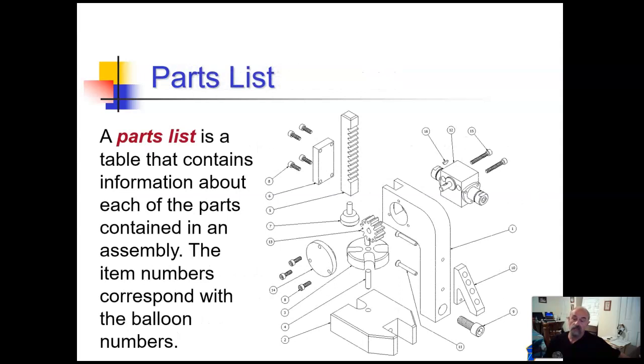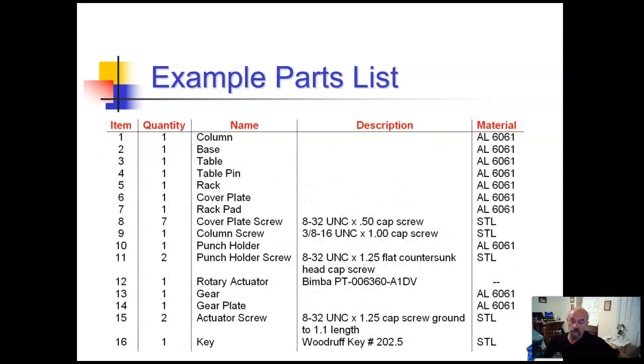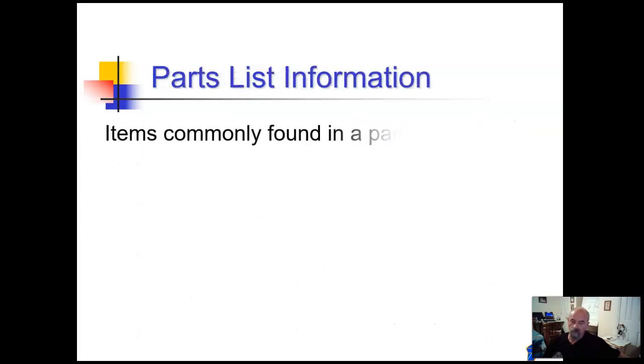A parts list is the table that contains information about each of the parts contained in an assembly. The item numbers correspond with the balloon numbers. Here's an example of the parts list showing the quantity for each part. Notice that there's 7 number 8 cover plate screws and 2 number 11 punch holder screws. So everything else is pretty much one, except for 15, the actuator screws. Screws are what you normally have more of a certain part of.